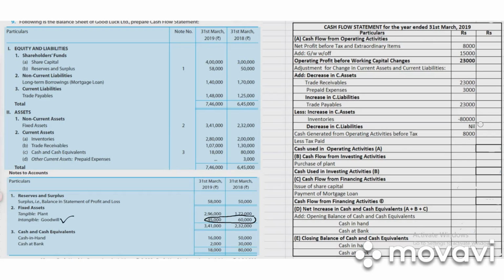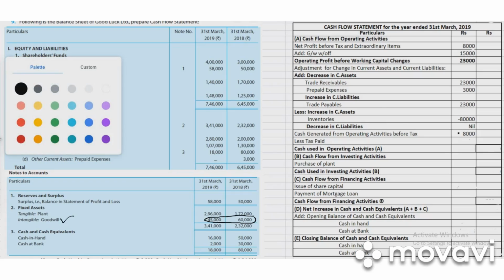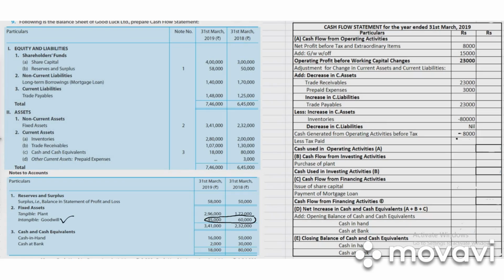So this 8,000 is, I think, a minus item. Okay, it is a minus item. So I have put it as minus. Otherwise you can put it in brackets, no problem. Right. So this 8,000, you will get the net here.